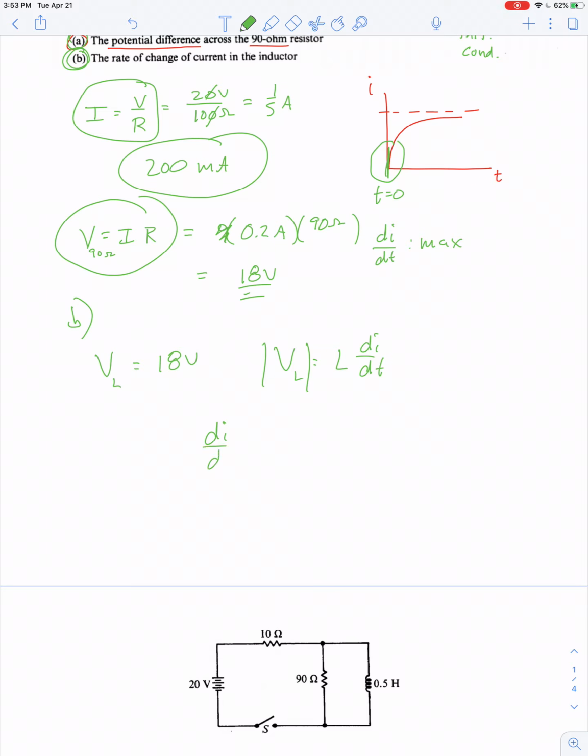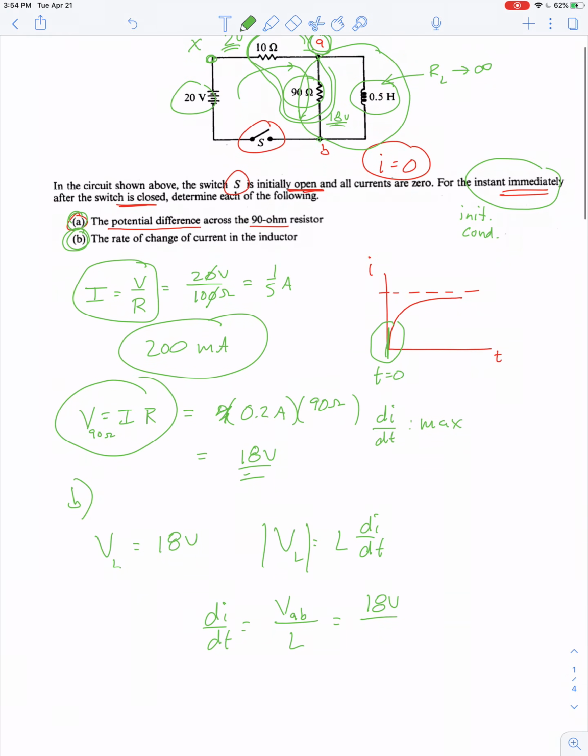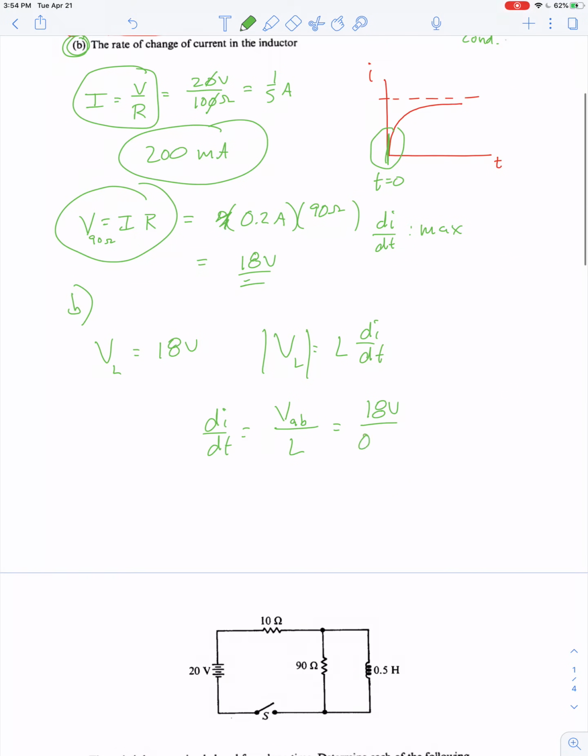So the rate of change of current is equal to the potential difference, we'll call it VAB, divided by the inductance. This is 18 volts divided by 0.5 Henry. So we get a value of 36 amps per second. Great.